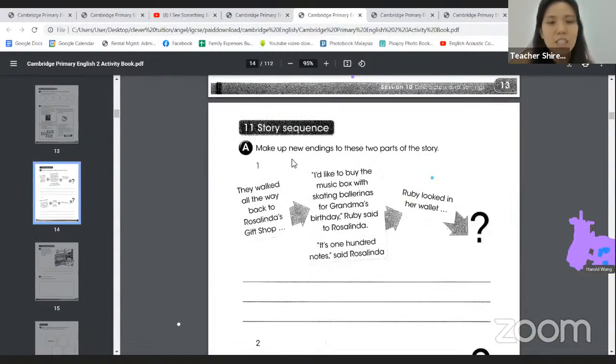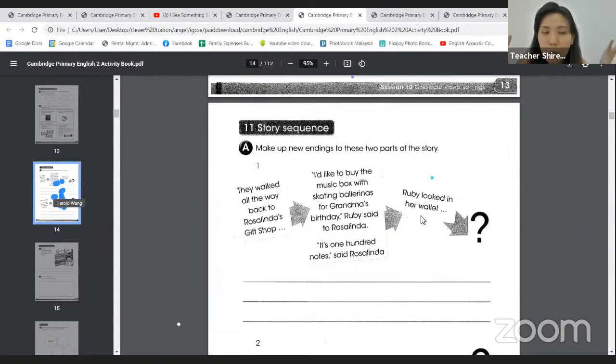Okay, teacher Sherin's story just now ended up like this, where Bunny went to Rosalinda's shop. It's 100 ringgit notes. Ruby looked at her wallet. She has no money. So what happened? When she has no money, she went back home disappointed. And she decided that she wanted to draw her grandma a birthday card instead. And the grandma loved the birthday card. And they celebrated their birthday happily ever after. Alright? So that's my story.